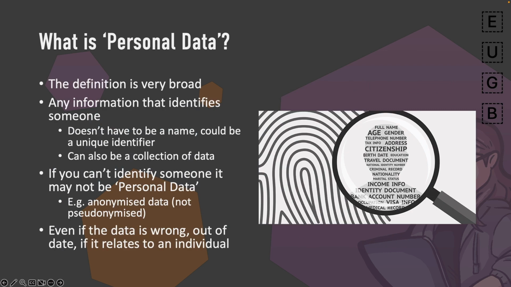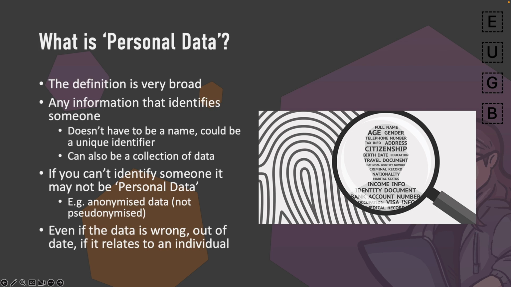So GDPR defines something called personal data, which is a very broad definition, and it's basically any information that identifies somebody. For example, their name, but it doesn't have to be their name. It could be a unique identifier. It could be an IP address. It can also be a collection of data. If you say there is a cybersecurity YouTuber based in the UK whose name starts with an I, you can see how that would kind of narrow down the scope. You could have lots of these individual pieces and still be able to identify somebody.